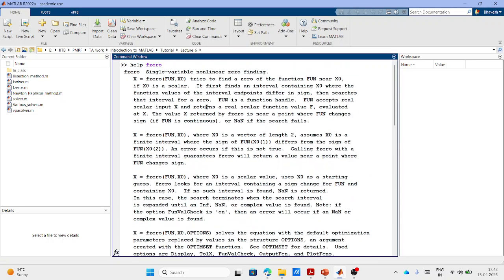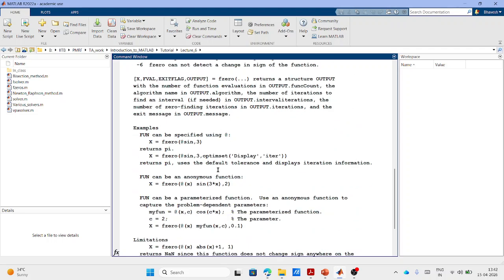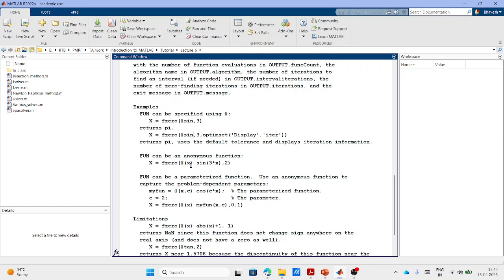So here it says fzero is a single variable nonlinear zero finding, where you write fzero, you provide some function and an x0 value. It tries to find the zero of the function fun near x0, where x0 is a scalar quantity. Obviously we will not go through the entire description, but let's look at some examples given here. They have given the example of finding the root of sine x, or sine theta, where the function is written as at the rate sine, and the initial guess is provided as 3. It will provide the value where sine x becomes 0, which is close to 3. Same way you have other examples also.